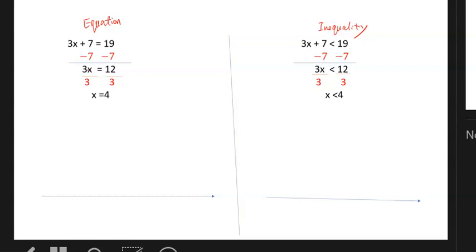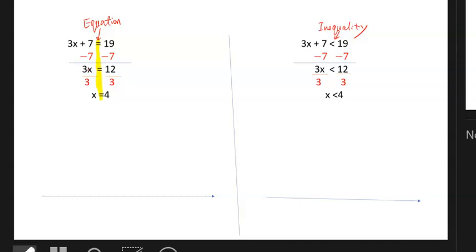Well, to solve an inequality, notice that we have a less than, not an equal sign anymore, but the steps are going to be exactly the same. So first, we still get rid of 7, subtracting. Second step, we get rid of 3, dividing. So we got x less than 4. So as you can see, if you know how to solve equations, you can just do exactly the same thing when you solve inequalities. But we do have to pay attention to the symbol, the sign we're using here.